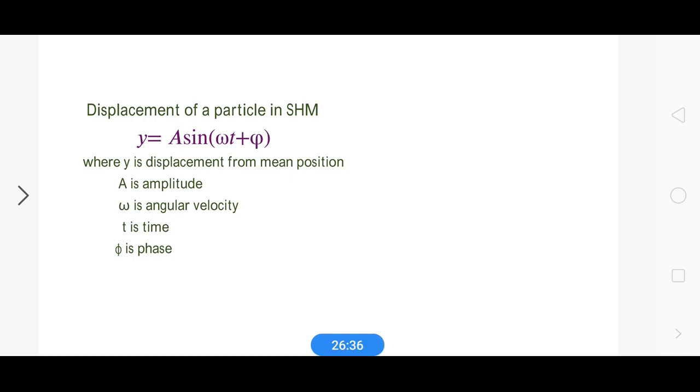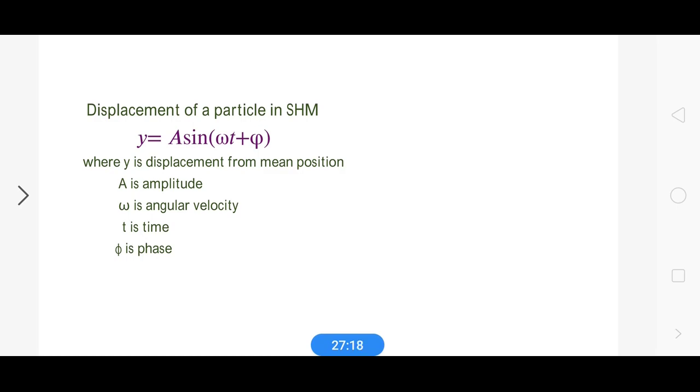Omega t plus phi equal to 0 is nothing but the particle in the mean position, so there is no displacement. If omega t plus phi is equal to 90, then what happens? y is equal to a sine 90. Sine 90 is equal to 1. y is equal to a into 1. So it is the maximum displacement. Maximum displacement is a, which means the particle is at the extreme position. At the mean position, the displacement is 0. At the extreme position, the displacement is a. The maximum displacement is a.